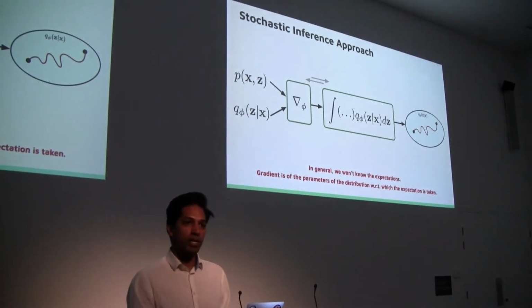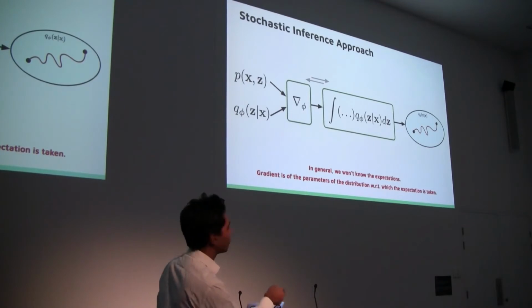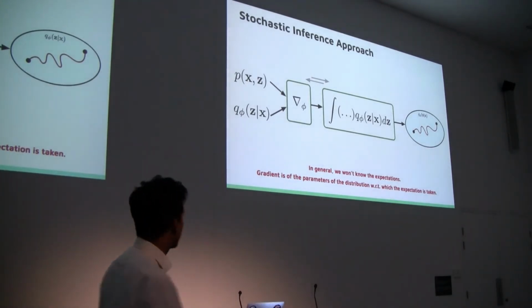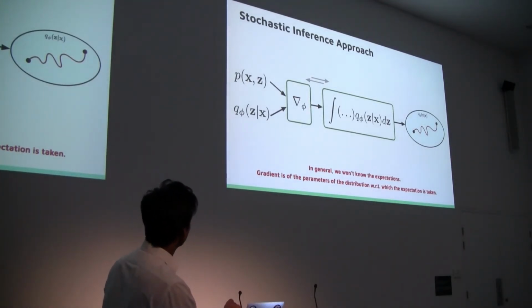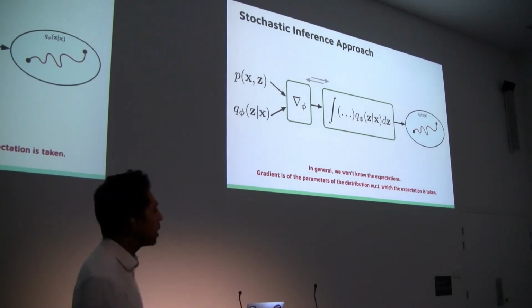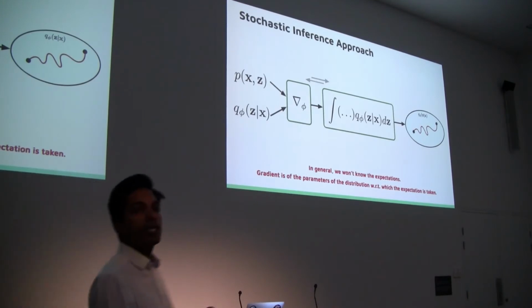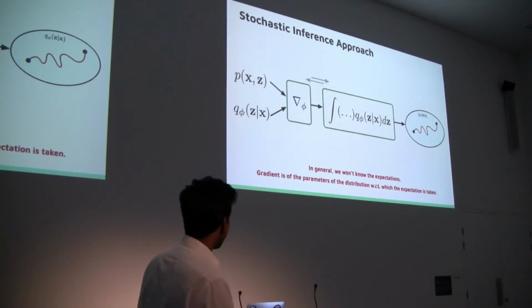So there's some problem with this. In general, you won't know how to compute this expectation. This is the problem of approximate inference. And then the gradient that you want is with respect to the parameters phi, and these phi live in the Q distribution, this approximate posterior distribution. So we're going to need some kind of tools to fix that.